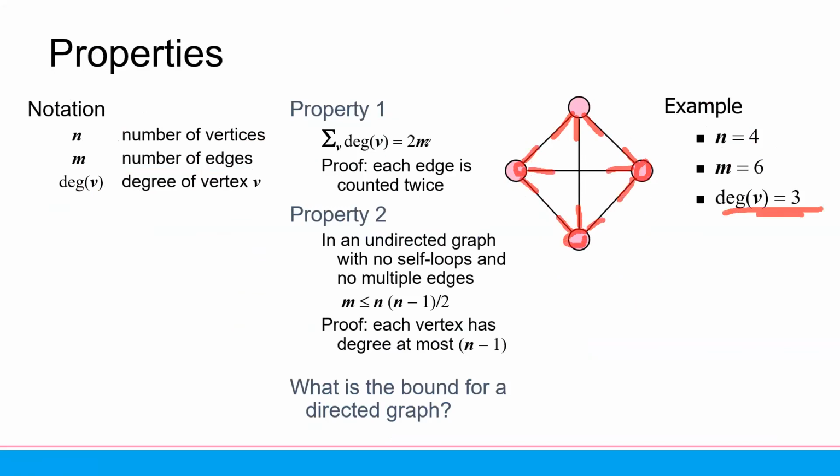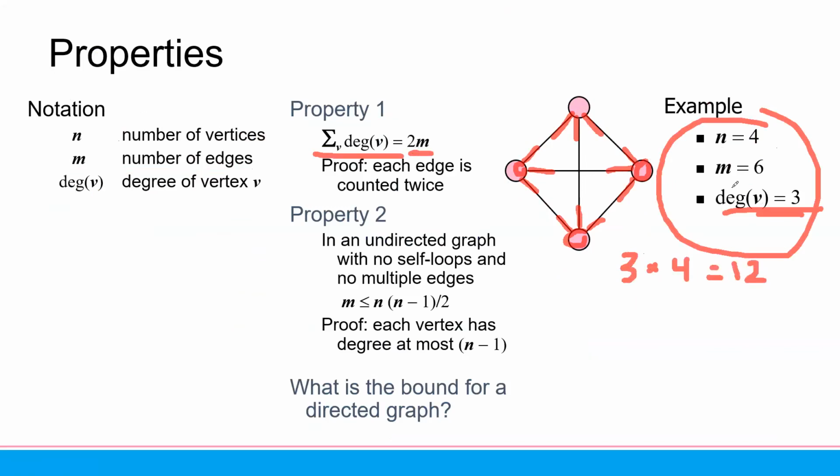And if we have this information, we can verify the property. The summation of the degree of V will be 2 multiplied by m. It means if we have 3 for every vertex, we have 3 multiplied by 4, because we have 4 vertices, then it is 12. And it is equal to m, which is 6, multiplied by 2. Okay.